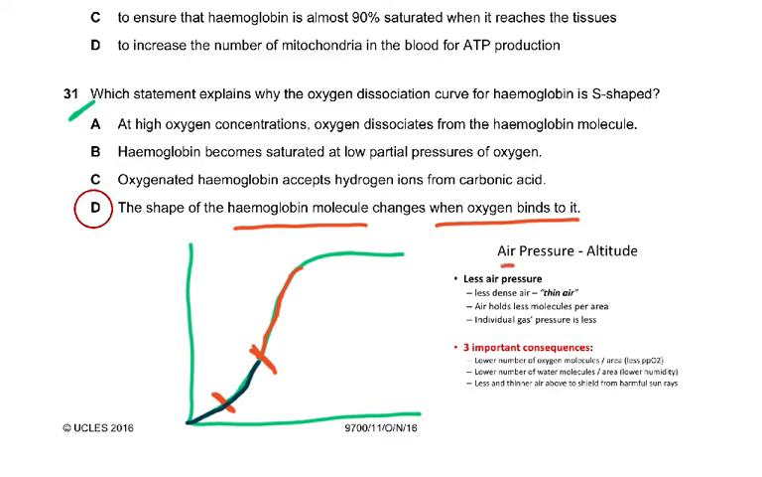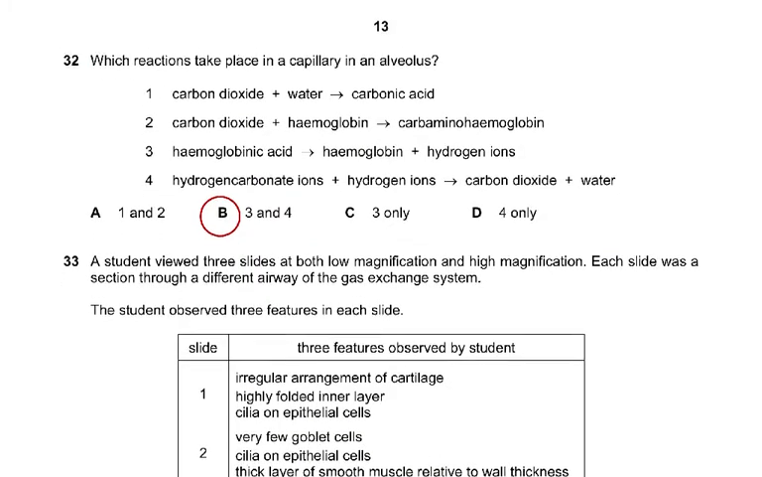Then the air pressure and altitude: less air pressure, less dense air, thin air holds less molecules per area, so gas pressure is less. Important consequences: lower number of oxygen molecules, lower number of water molecules, less and thinner air above to shield from harmful sun rays. So this is of course the altitude story which we have done in the syllabus. Then coming on to the next question, question 32.